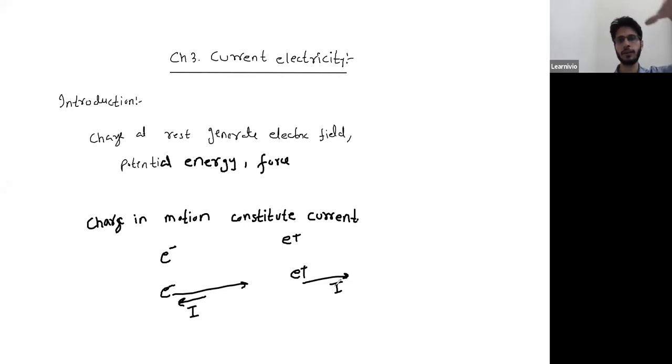If your charge is at rest, it's electrostatic. It's a source of electric field, potential energy, electrostatic force. But if the same charge comes in motion, it's a source of current. So now we will see what will happen if charge starts moving. Just note it down. We will start formally with electric current.